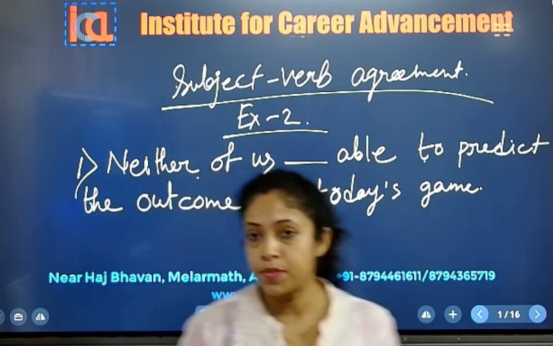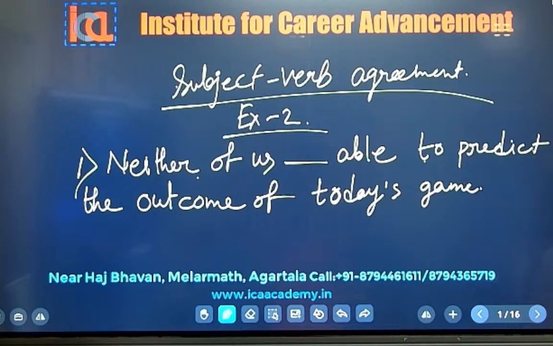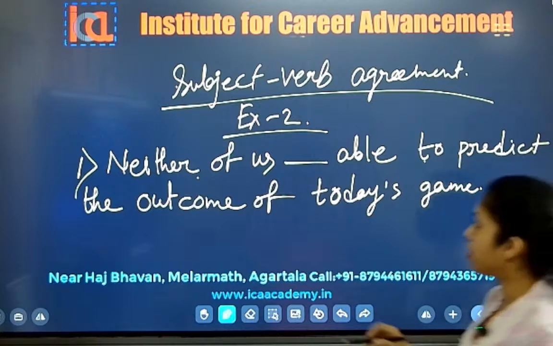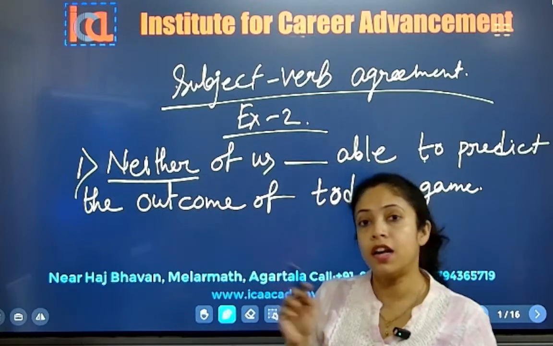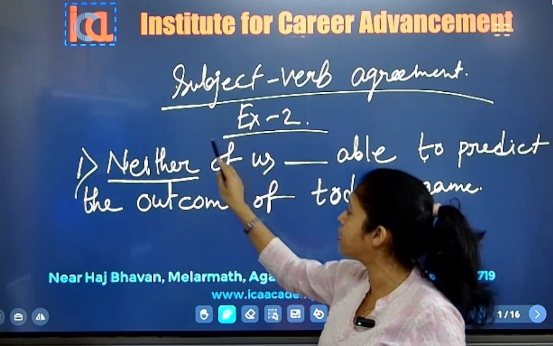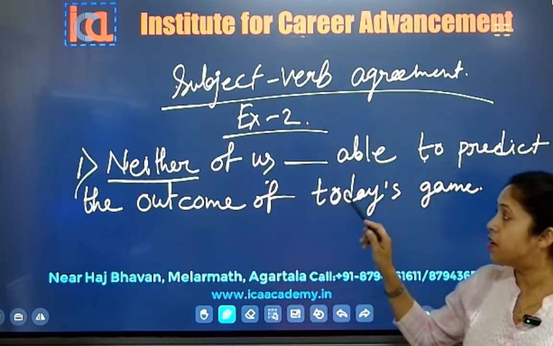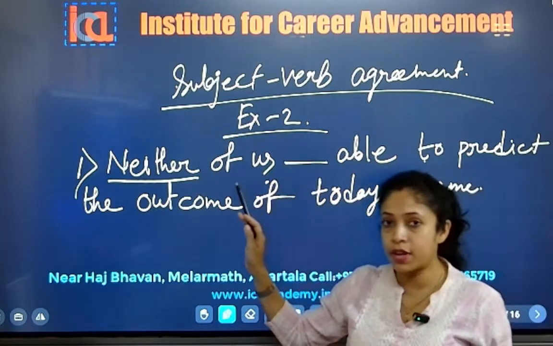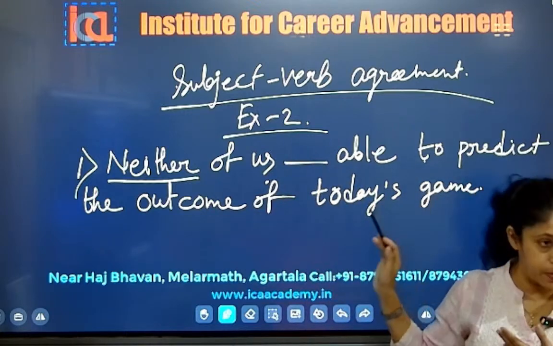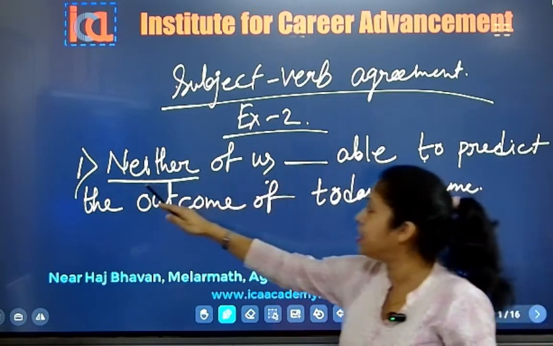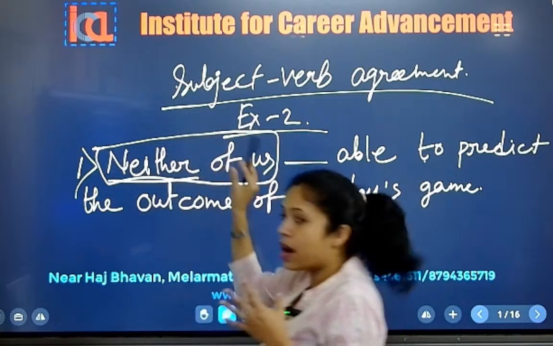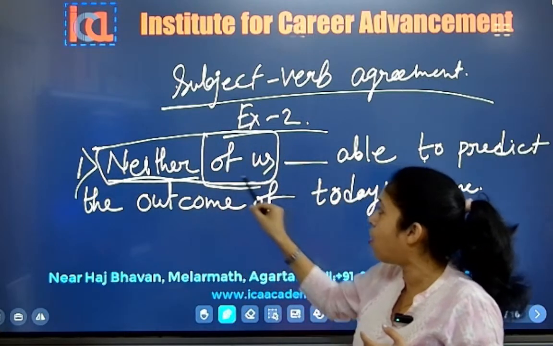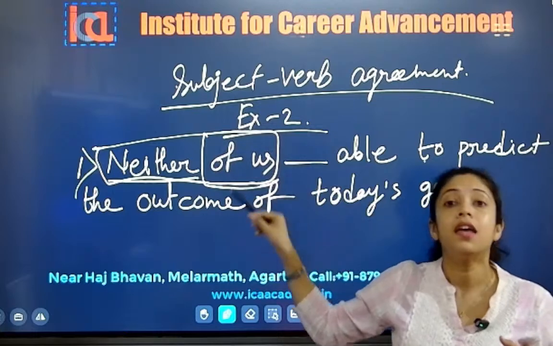So in this chapter, subject verb agreement, first we have to find out the subject. Accordingly, we have to use the verb. So here the subject is neither. The subject is neither, because earlier also I have said that whenever of is used in the first part of the sentence, the first part of the sentence is the subject, and the second part of the sentence starts with the verb, the predicate portion. So neither of us is the subject here, and whenever you see a subject started with of, then of us is a phrase.